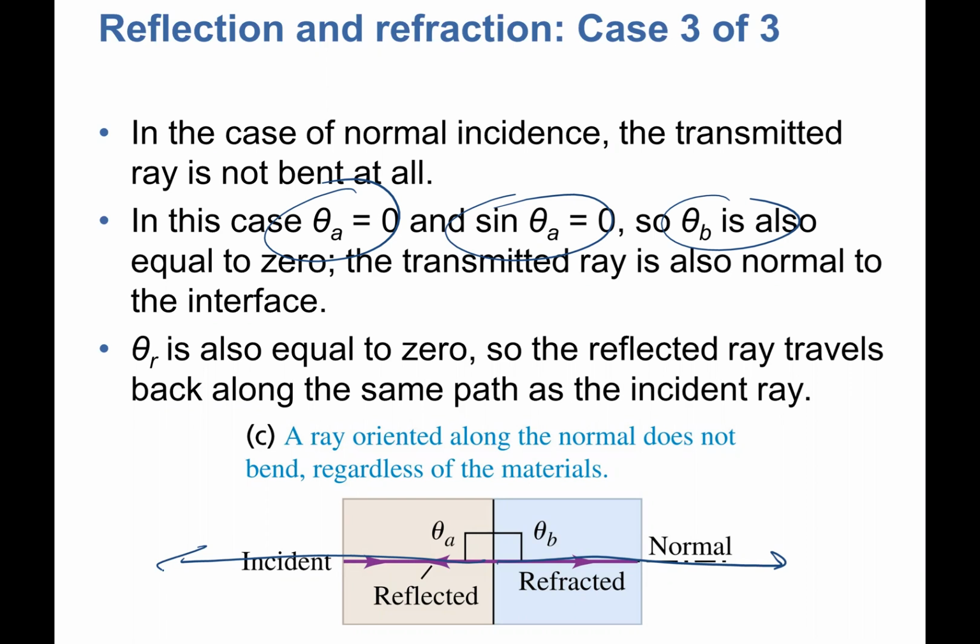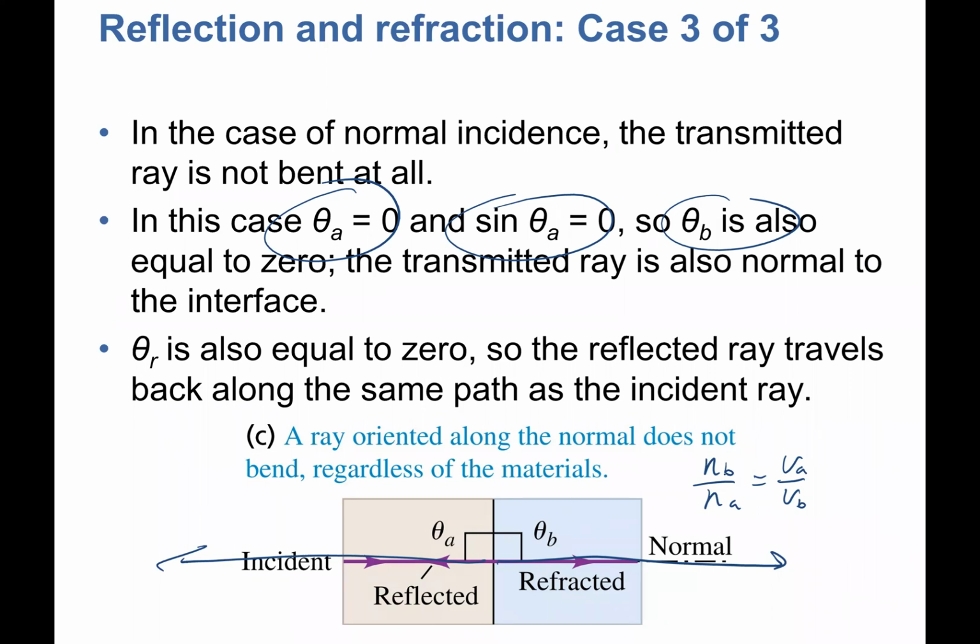Now how about velocities? Does it mean velocities are also constant? No, of course not. If you go into a more dense medium or material, you're going to slow down. Remember, NB over NA is still equal to VA over VB. Even though the thetas are 0, NB and NA are not 0. So you can still use this to figure out what happens to the velocities. If NB and NA are not the same, VA and VB cannot be the same either.